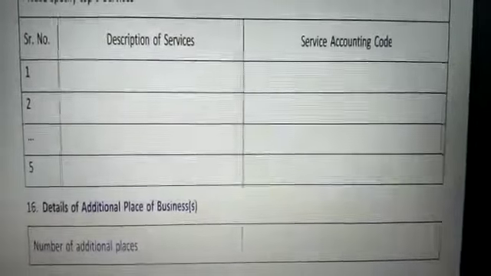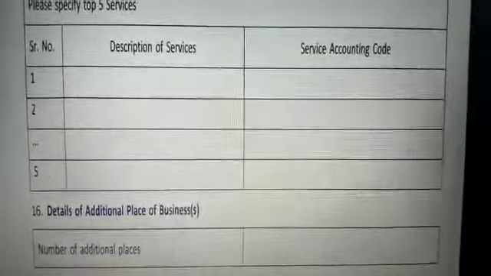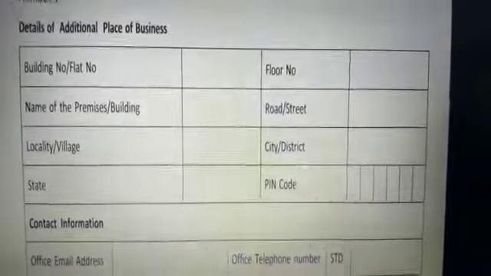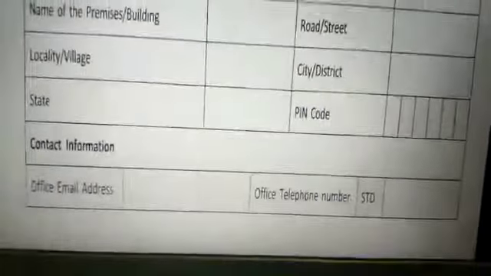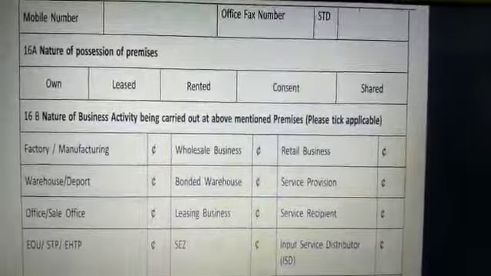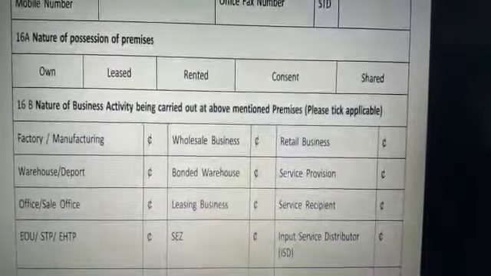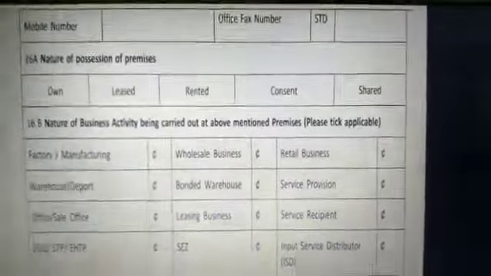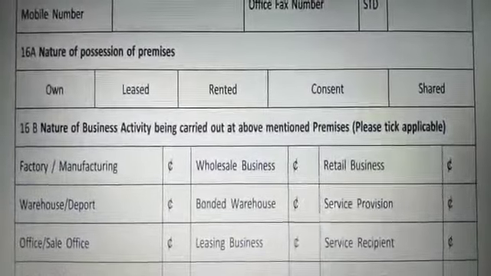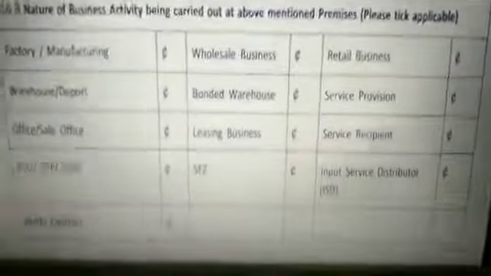Address of other places of business, additional places. If you have a branch, mention that. The address of branches and things like that, nothing big. Then nature of possession of the branch office, owned, rented, whatever. What are you doing at the branch office? Sometimes at the main office you may be manufacturing, and at the branch office you may be wholesaling, so whatever.